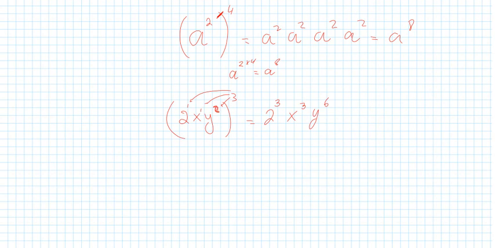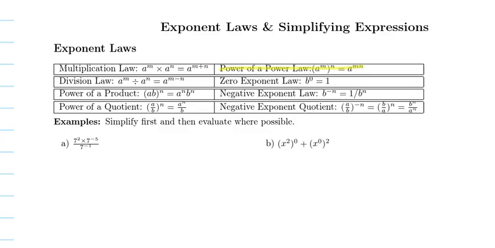Now I can simplify this if I want to simplify, right? Because 2 cubed is 8, x cubed, y to the power of 6, and that would be my final answer. Are we good with that? So, the power of a product is ab to the power of n. So what's happening is that they're bringing that n in. There is an invisible 1 on the a and the b. So when you multiply n times 1 gives you n, times 1 gives you n. So that's why you end up with a to the power of n times b to the power of n.